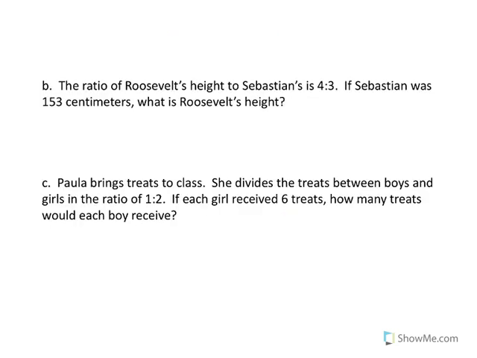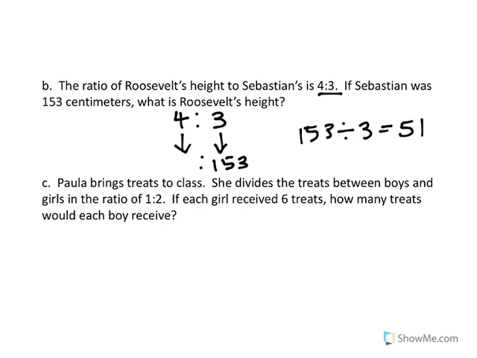So in this problem, the ratio of Roosevelt's height to Sebastian's height is 4 to 3. So Sebastian was 153 centimeters tall. What is Roosevelt's height? So what we need to do is figure out what do we multiply 3 by to get 153. So if we divide 153 by 3, we'll end up with 51. So that means we have to multiply 4 by 51, which means Roosevelt is 204 centimeters tall.